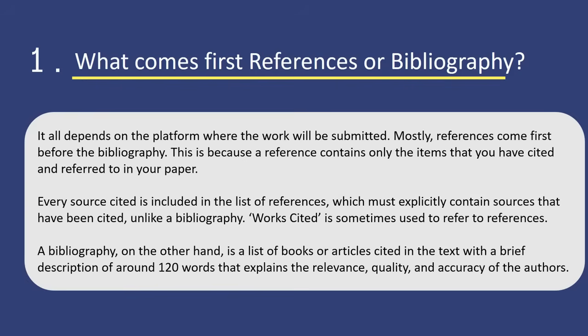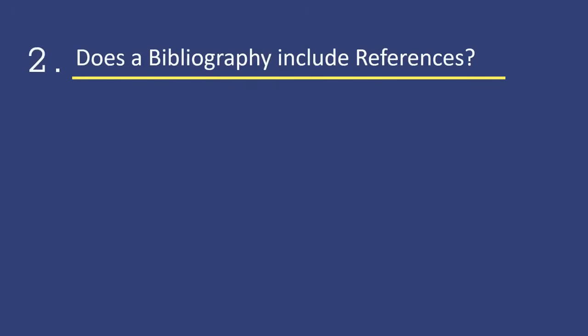A bibliography, on the other hand, is a list of books or articles cited in the text with a brief description of around 120 words that explains the relevance, quality, and accuracy of the authors. Does a bibliography include references?